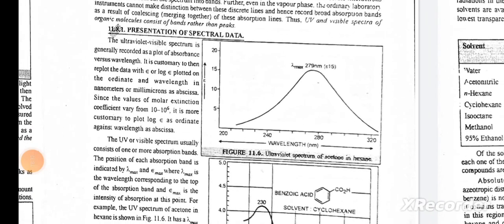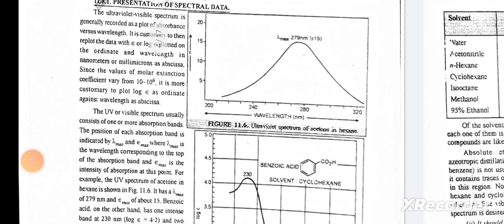Presentation of spectral data. The ultraviolet visible spectrum is generally recorded as a plot of absorbance versus wavelength. It is customary to then replot the data with epsilon plotted on the ordinate and wavelength in nanometers or millimicrons on the abscissa, since the values of molar extinction coefficient vary widely. It is more customary to plot log epsilon as ordinate against wavelength as abscissa. Look at figure 11.6.